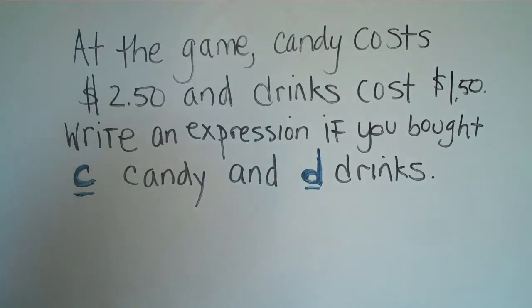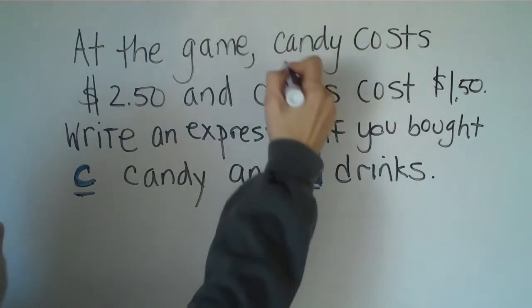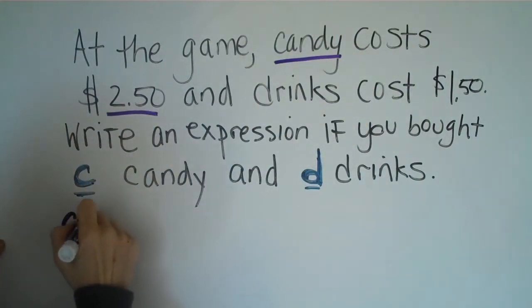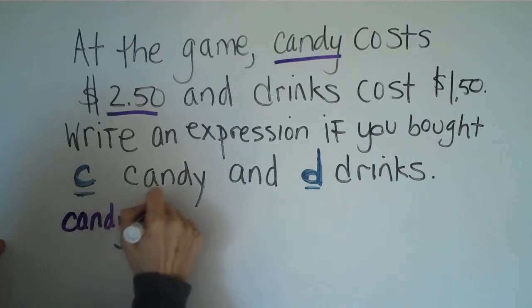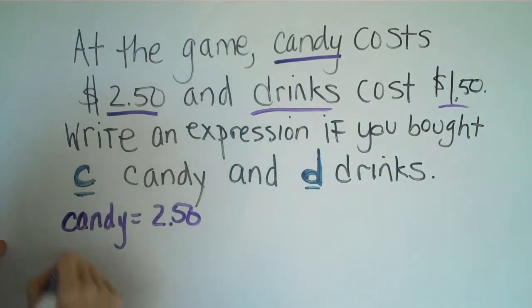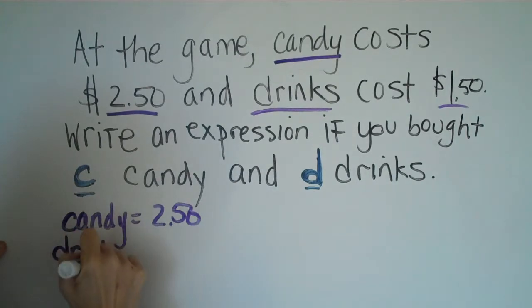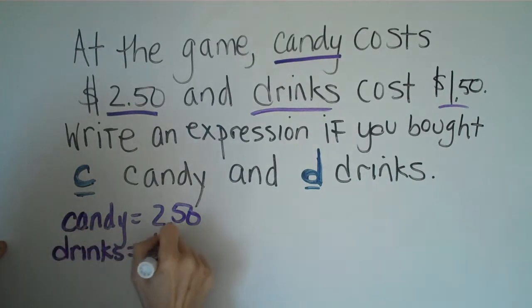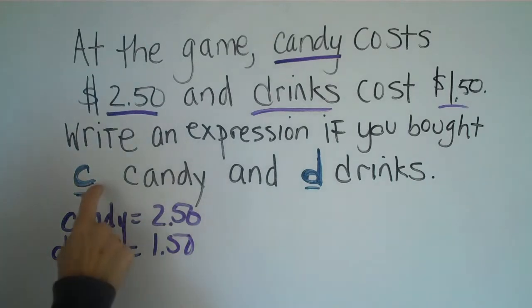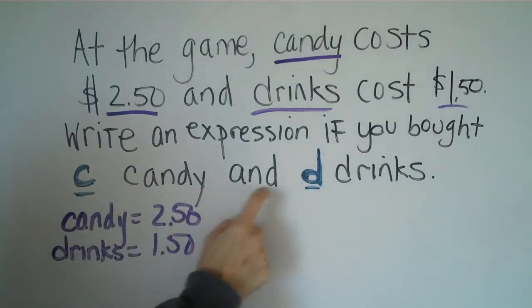Okay, let's try another one. At the game, candy costs $2.50, so I'm going to circle this. Candy is $2.50, and I'm going to write it down here. Candy is $2.50, and drinks cost $1.50, so drinks are $1.50 each. Write an expression if you bought C candy and D drinks.